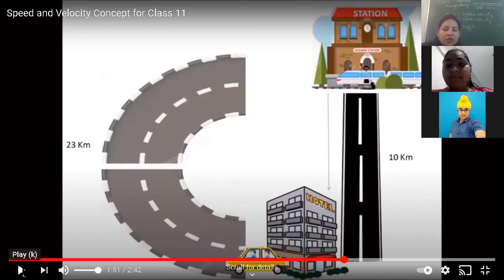So see the solution. We can see a cabman taking a stranger in a taxi from the railway station to a hotel along a circular path to earn more money. Whereas the hotel is only 10 kilometers away if a straight line path is followed.